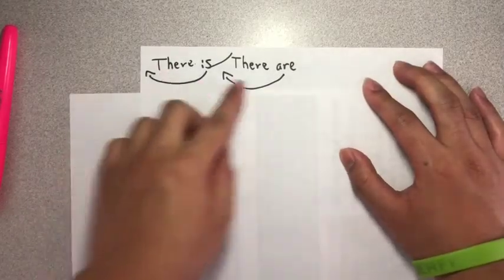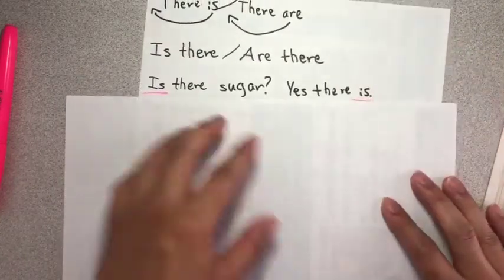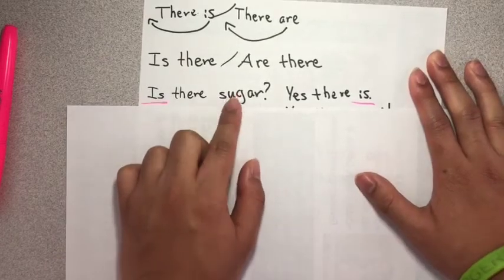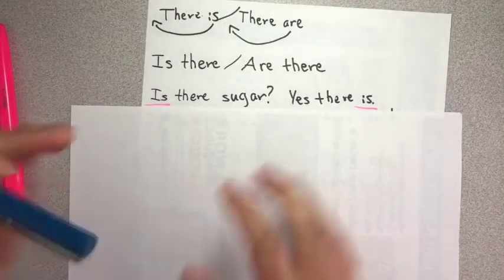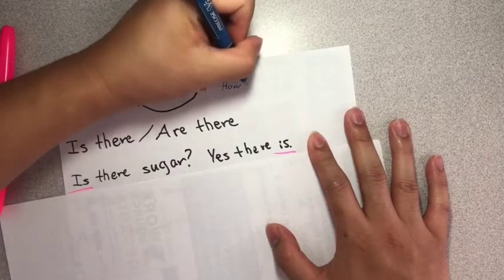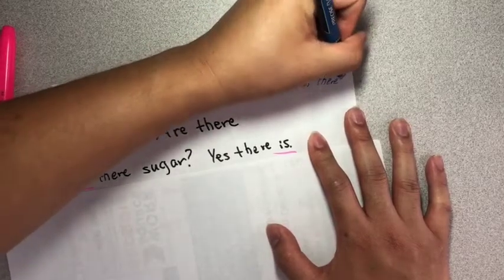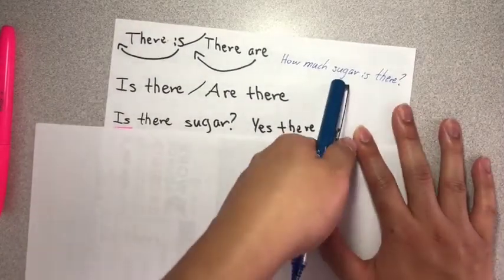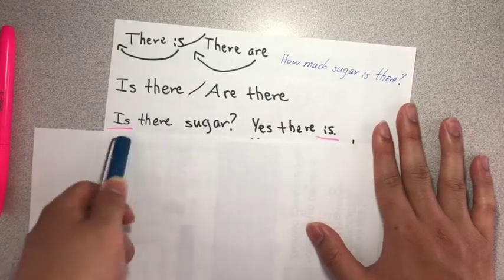So let's get some more practice with there is and there are. Okay, so in this sentence, we say, is there sugar? Is there sugar? Can we count sugar? No, we cannot count sugar. Another way to write this is, how much sugar is there? How much sugar is there? Because sugar we cannot count. And because sugar is something we don't count, we also say is there. We say is there for things we don't count.